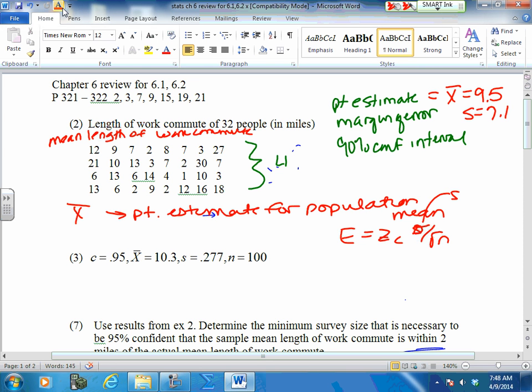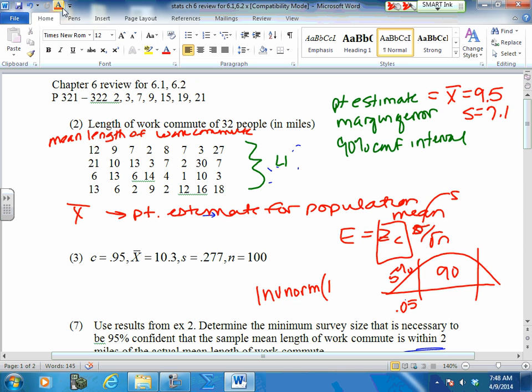Okay, how do I find ZC? On the chart? Well, this is a Z-score, not a T. Use inverse norm, because 90% of your data falls here. What's left? 10. What's half of 10? 5%, so you're going to do inverse norm 0.05. You can actually do it all in your inverse norm: 1 minus 0.90, in parentheses, divided by 2. Let inverse norm work the whole thing out for you. Just make sure you put your decimal in. So what is your ZC? 1.645. Good.